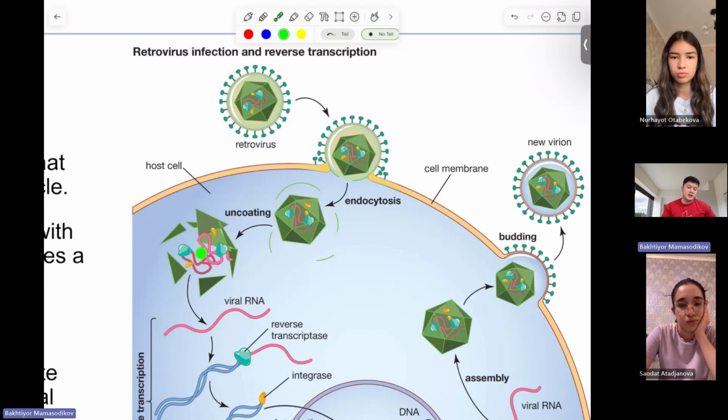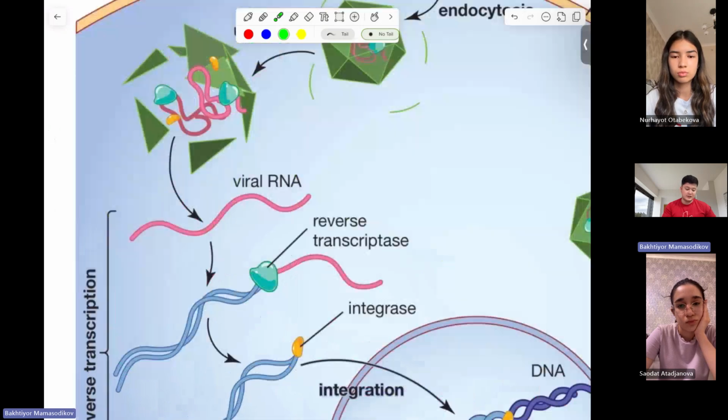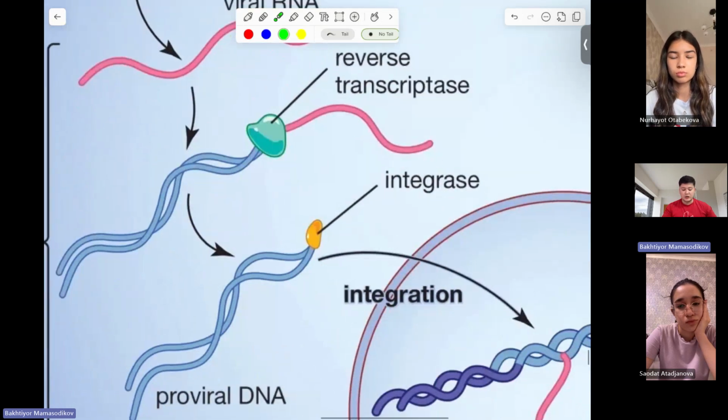It brings along the special enzyme, which is called reverse transcriptase, okay? This enzyme turns the RNA molecule into the DNA. You see how they respond? This enzyme reverse transcriptase is going to turn the RNA molecule into the DNA molecule. The new DNA is now called the proviral DNA, and then it's inserted into the host's DNA. Do you see? This DNA now is inserted into the host DNA.